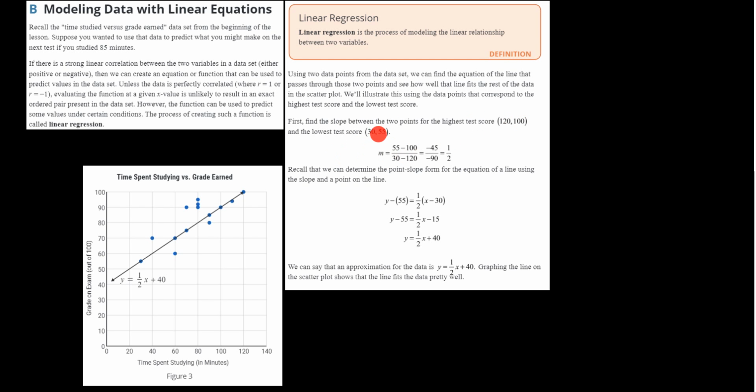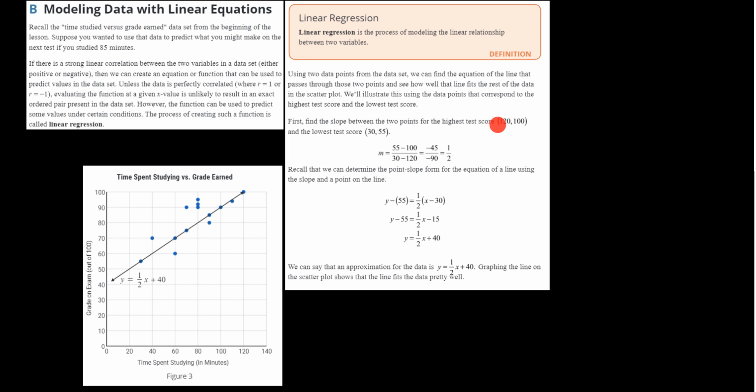And if you recall, we have these 2 points. Let's see. Okay, if I misrepresented that, the first number is the time spent, and the second number is the grade. Okay, so we're finding the slope between the 2 points for the highest test score and lowest test score. The highest test score being 100, the lowest test score being 55. The student spending 120 minutes on studying to get a 100, and the student only studying 30 minutes to get a 55.